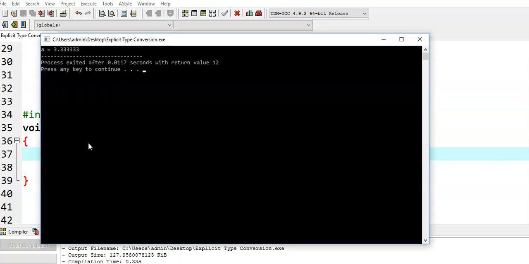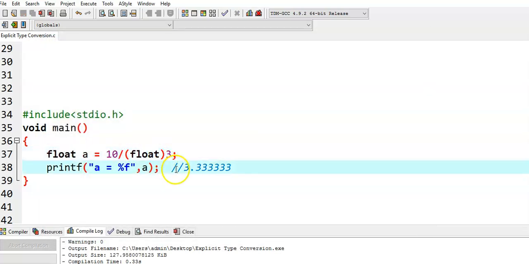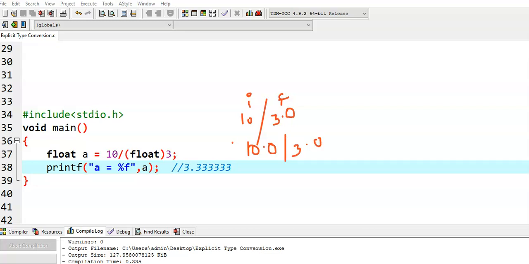If we run this program, we get output A is equal to 3.33. Now how did we get 3.33 here? 10 divided by float of 3. Float of 3 means 3 becomes 3.0. 10 is an integer, and now 3 is changed to a floating point value, so it is integer divided by floating point value. That means first of all 10 is converted into a floating point value, that is 10.0 divided by 3.0. Now both values are floating point values. Float value divided by float value, we get 3.33. In this fashion, we got the output here.